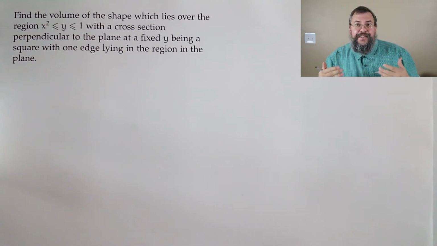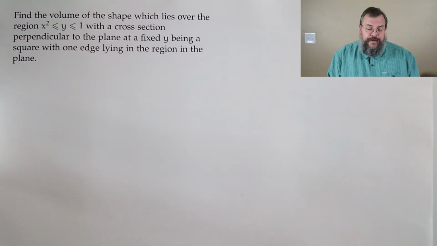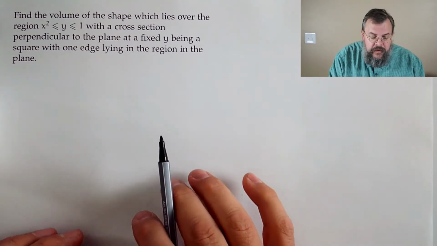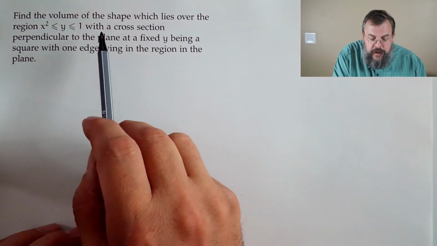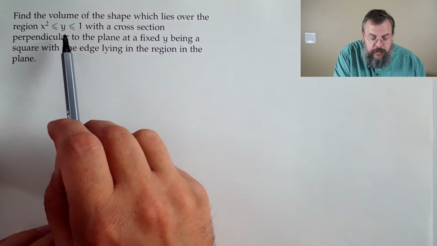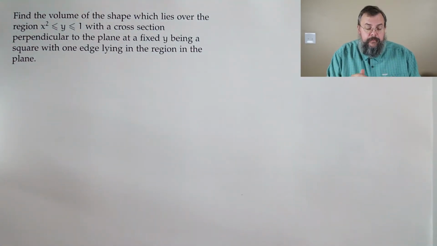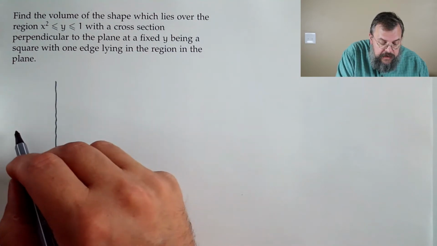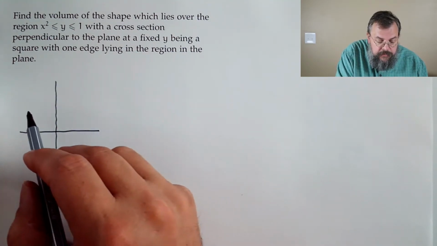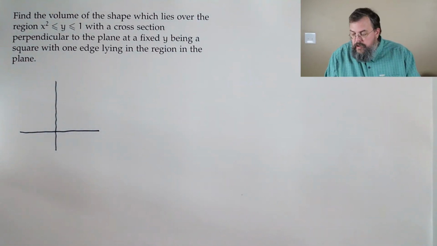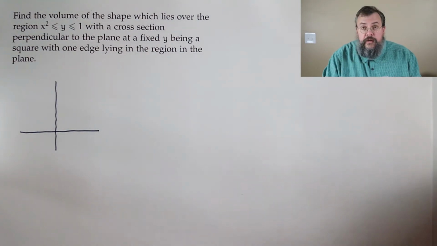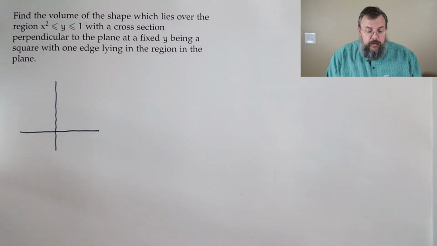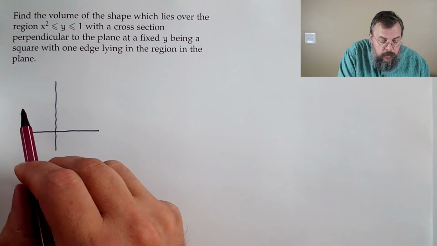Okay, so let's go through and try to get an idea of what's going on here. So we know we're lying over a region x squared less than or equal to y less than or equal to 1. So let's start there. So what do we have? We're in the plane. So x squared less than or equal to y less than or equal to 1 says what? Well, if we draw the two curves, and the two curves being y equals x squared and y equals 1, what will we see?